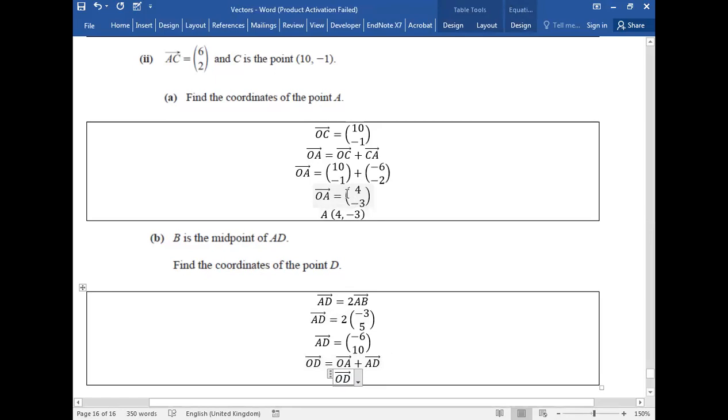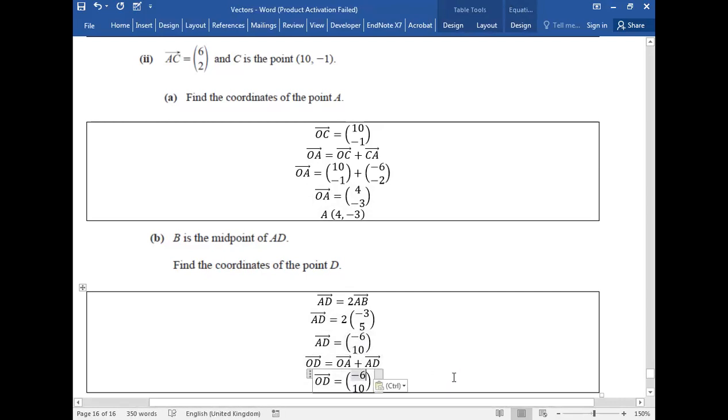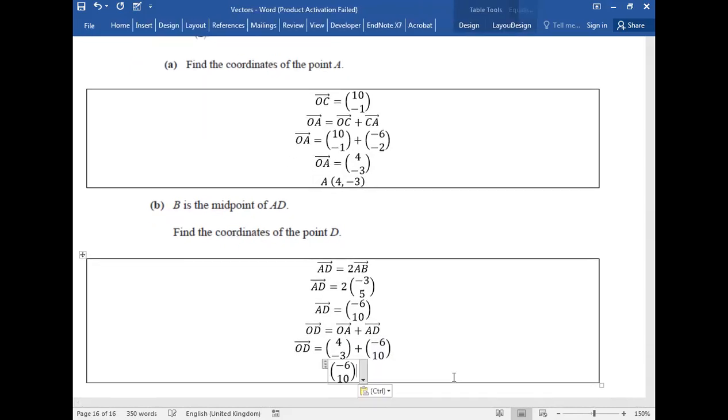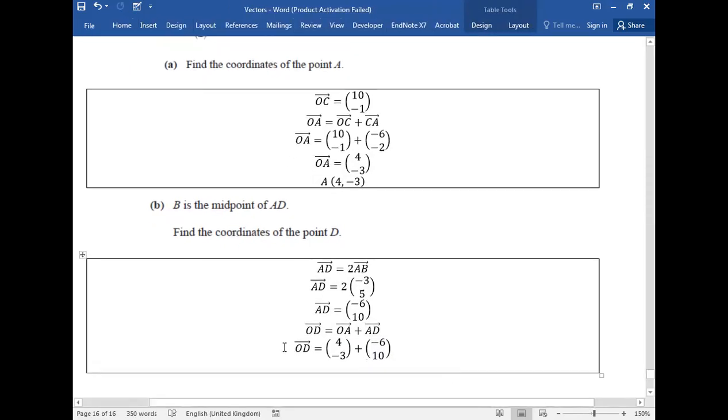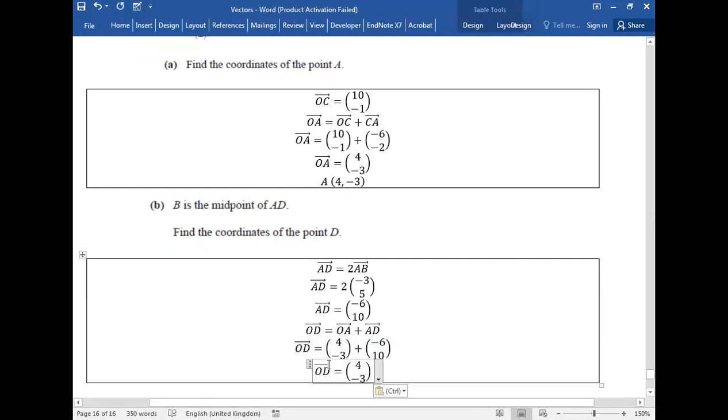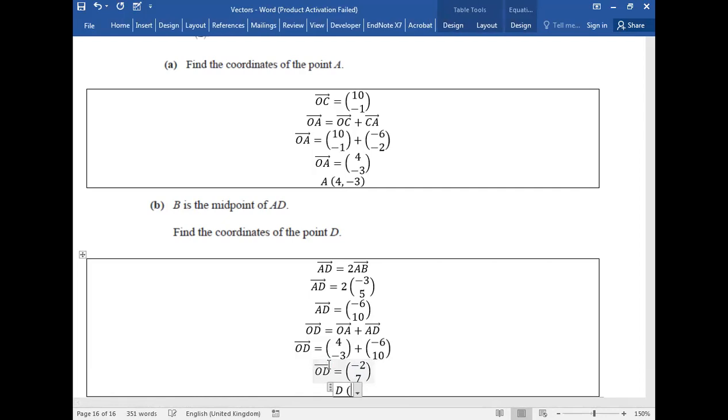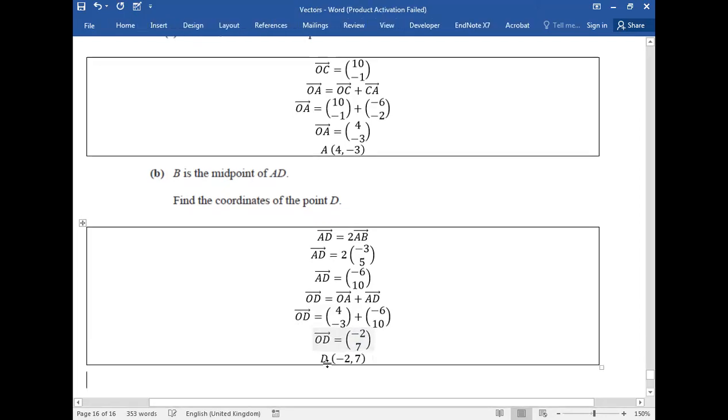You already know OA, which is 4 minus 3 plus AD. So what is OD? OA is 4 minus 3 plus AD is this. Four minus 6 is -2. Remember the question asked you the coordinates, so write it as coordinates. Is this right? अगर पोजीशन वेक्टर पूछता तो हम उसी तरह से आंसर दे देते.